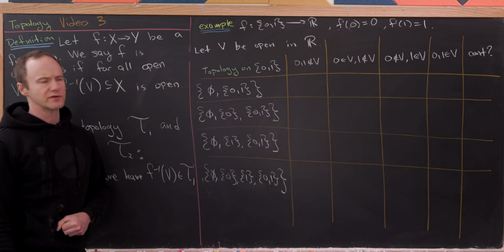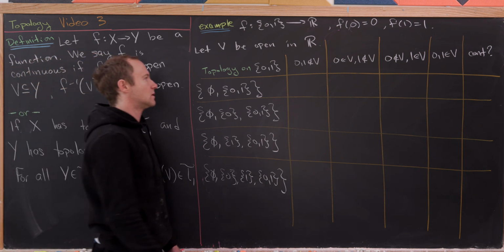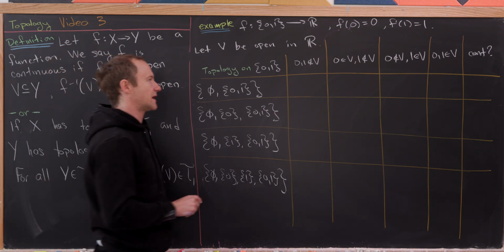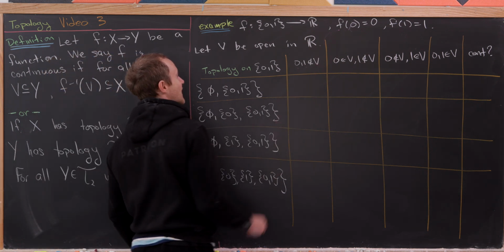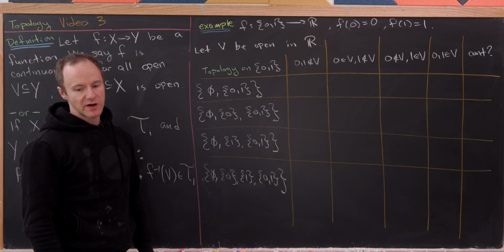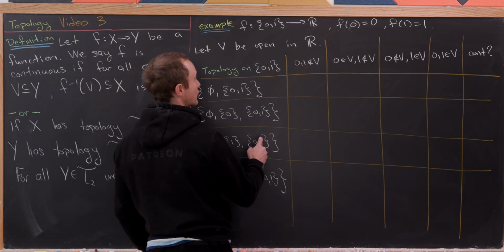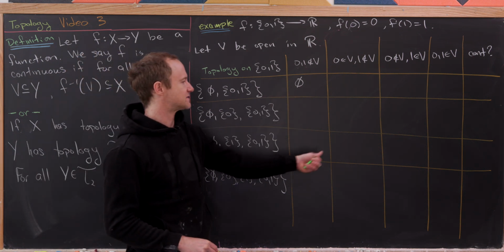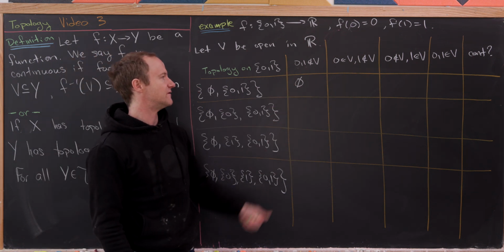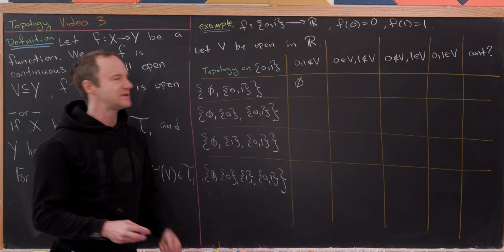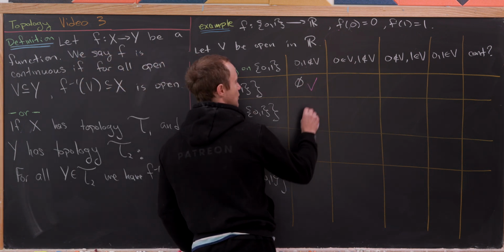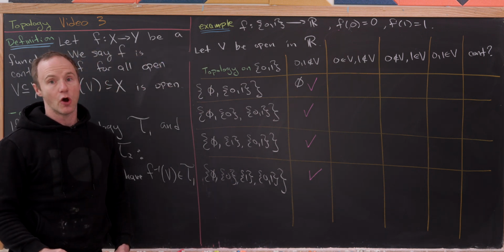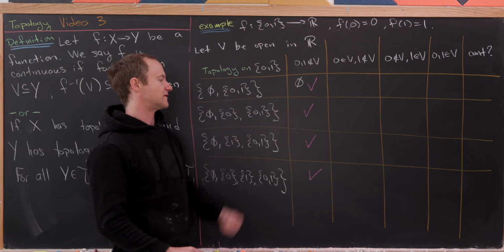And now we need to work through some cases. Notice that if V is open in R, there are really 4 cases that we need to look at. 0 and 1 are both outside of V. But if those are both outside of V, then the pre-image is the empty set. I should say here that in these boxes I'm putting the pre-images of V. Now, is the empty set open? Yes, the empty set is always open. So I'll just put check marks here to show that we have an open pre-image for V in all of these cases.